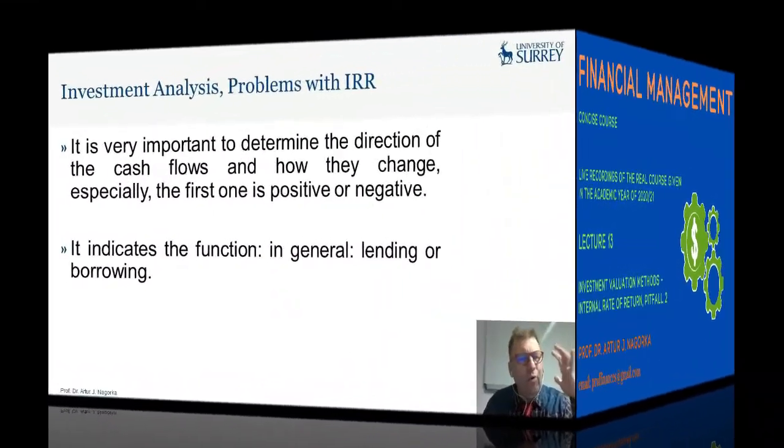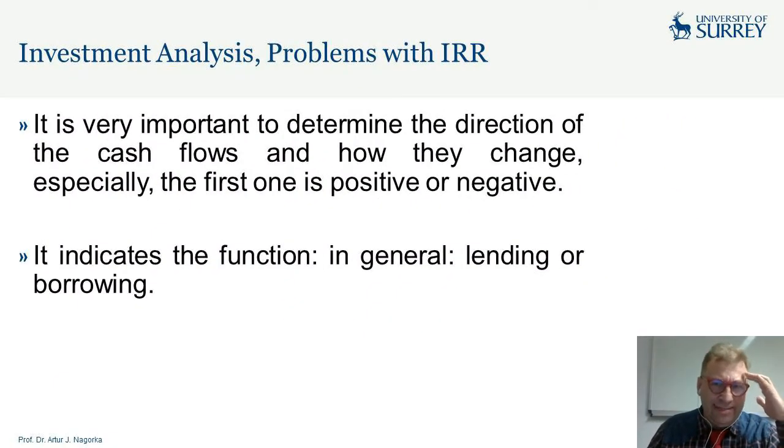It is very important to determine the direction of the cash flow and how they change. I mean, you have the sequence, especially the first one, if it's positive or negative, and then what happens with the rest. And it indicates the function of the financial idea that we have. In a sense, it's either lending or borrowing. Okay, this was the very short recap of pitfall number 1.